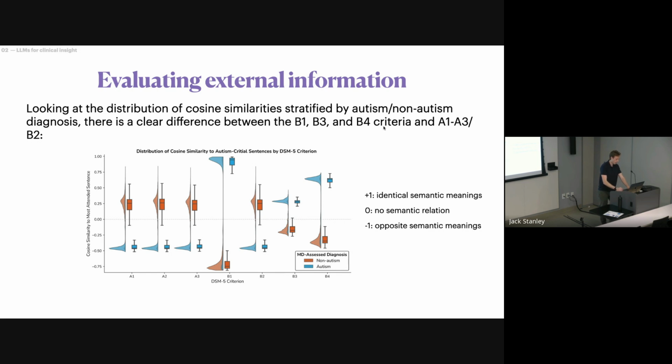So you can see that the B1, B3, and B4 are very, very similar to the top attended sentences in our autism cohort, whereas the other criteria are not too similar to many things, but if anything, they're on the side of being non-indicative of autism, of children without autism.